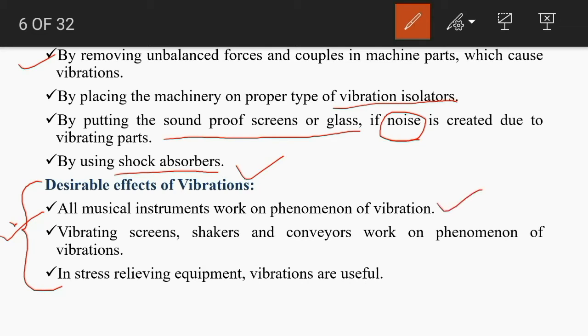Next one, in certain industrial purposes, vibrating screens, shakers and vibrating conveyors are often used for different applications. So this is another application of vibration. Next application is in stress relieving equipment, like massagers, right? So these are also useful.